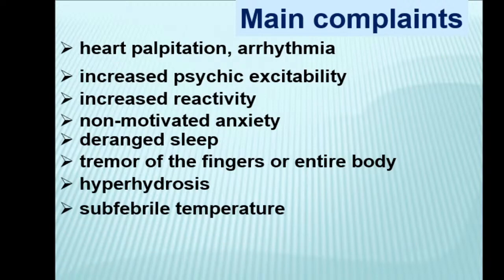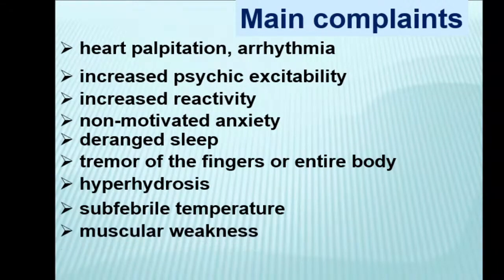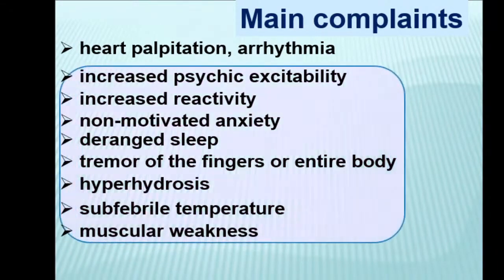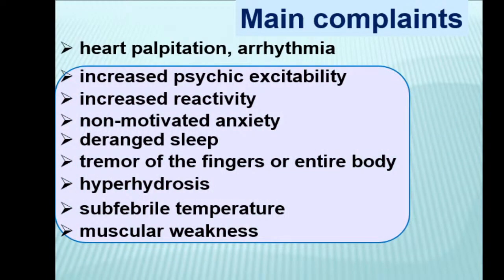May feel some increased body temperature, not significantly, subfebrile, 1 degree above norm. Muscular weakness. These are results of disordered activity of the nervous system. You see a rich set of symptoms, but sometimes we will not pay attention to these symptoms for a long time, and sometimes only the family pays attention that some people become non-adequate in their response to some situations.